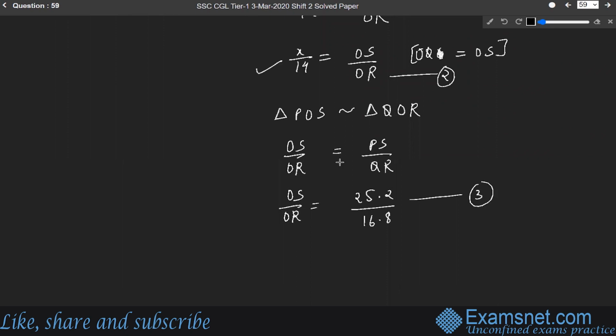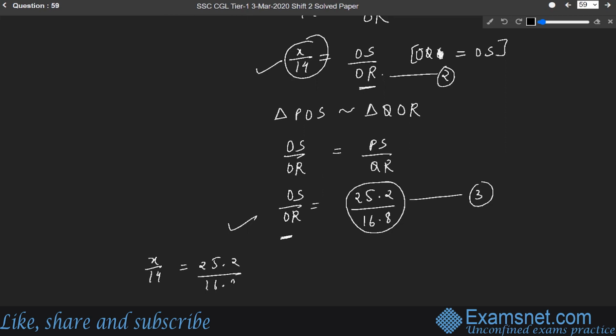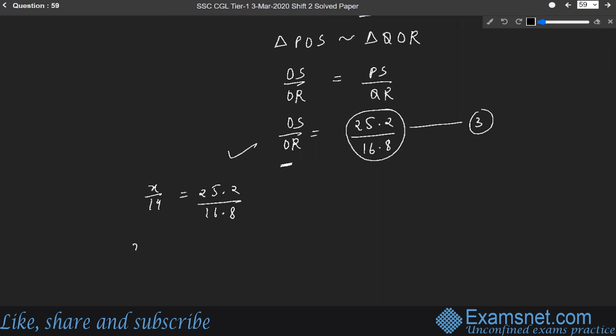You can see that equations number 2 and 3 have one side equal, which is OS upon OR. So both are the values for OS upon OR. It means x by 14 will be equal to 25.2 upon 16.8, right? Because both are the values for OS upon OR. Okay. So it means that x upon 14 will be equal to 25.2 divided by 16.8. Now from here we can easily find the value for x, right? x will be equal to 25.2 divided by 16.8 multiplied by 14.